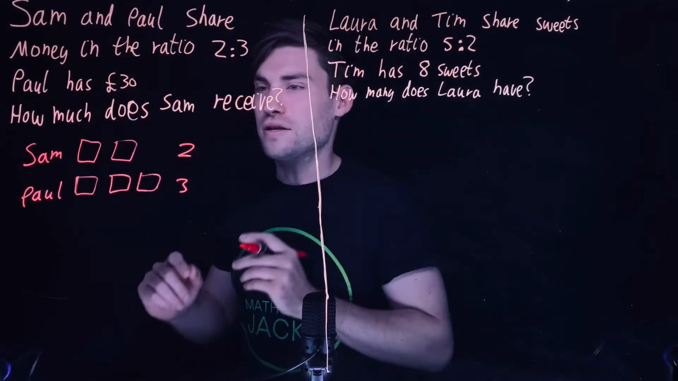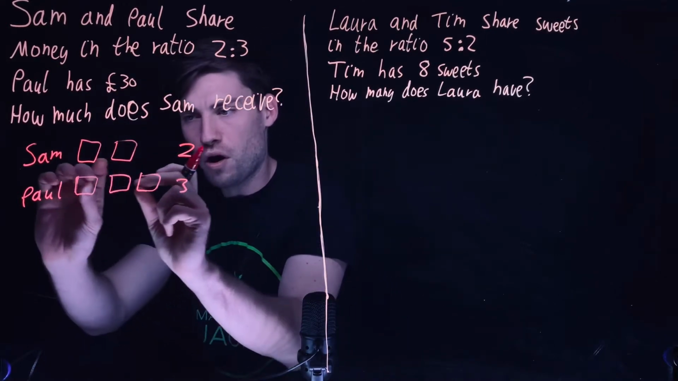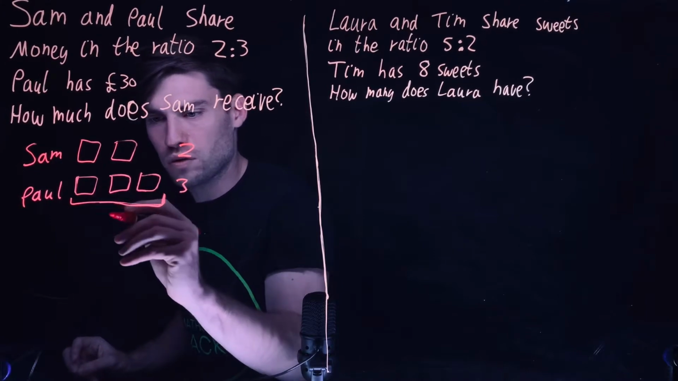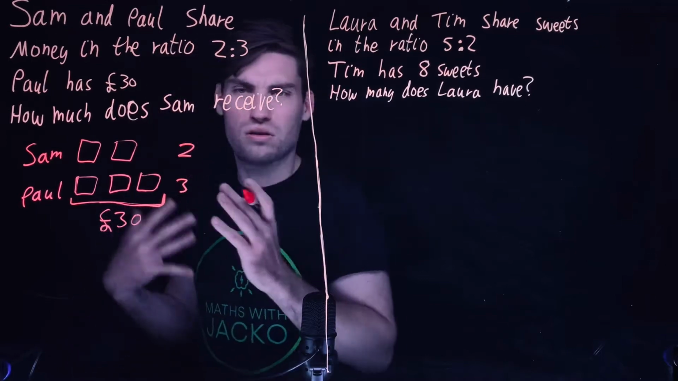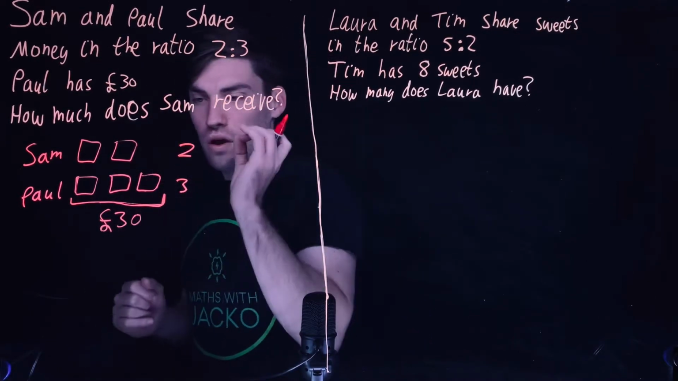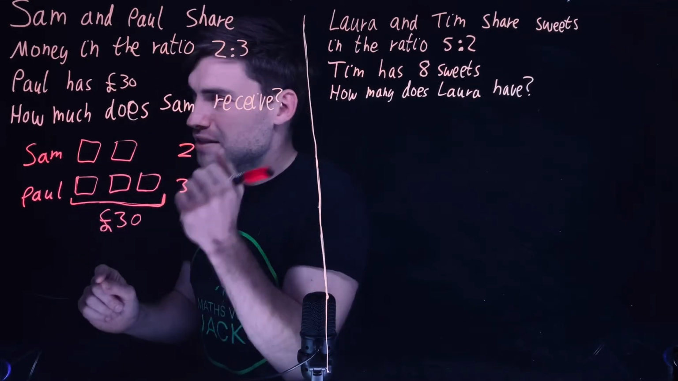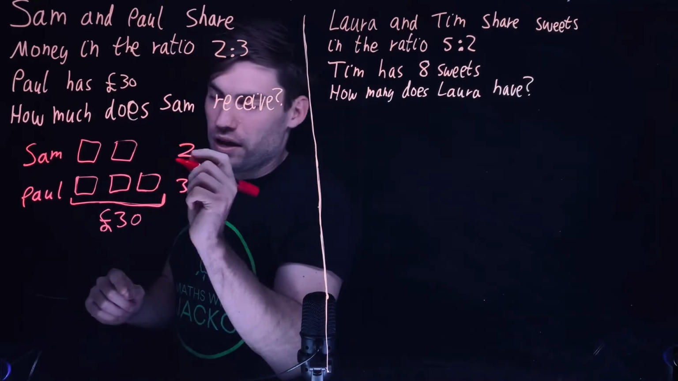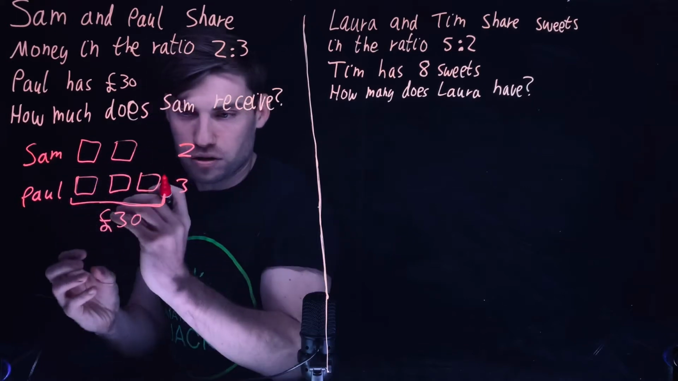Right, now we're told that Paul has £30. So Paul's boxes that he has come to the value of £30. Sometimes in the exam, it can be dollars, euros, okay, just pounds for this example, but it can be varied. So, Paul's value is worth 3 boxes. If you think you're starting to get it now, pause the video, see if you can get it, okay? So, now you've got to think, 3 boxes worth £30. So, what's in each box?